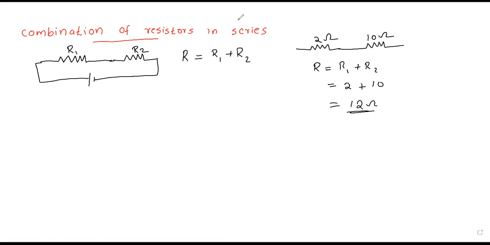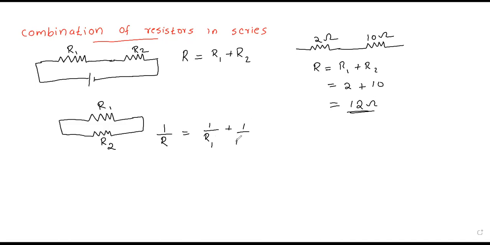At the same time, if these resistors are connected in parallel, so this is the parallel connection. This is resistance R1. This is another resistance R2. Here these resistors are connected in parallel. Now, the equation for equivalent resistance, we studied this equation: 1 by R is equal to 1 by R1 plus 1 by R2. This is the equivalent resistance when two resistors are connected in parallel.